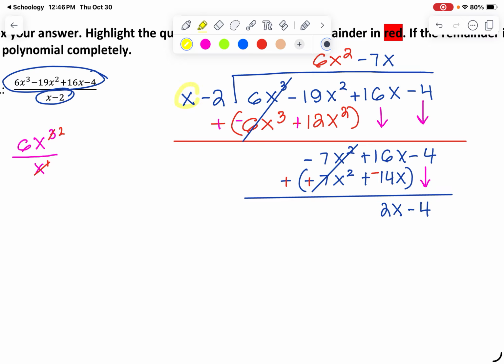Okay? You're going to look at the first term and the first term. You're going to ask yourself, what do I multiply my first term by to get my first term? What do I multiply x by to get a 2x? Or what's 2x divided by x? Either way, you get plus 2.